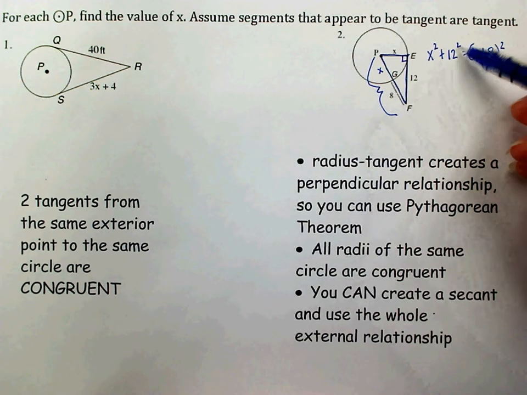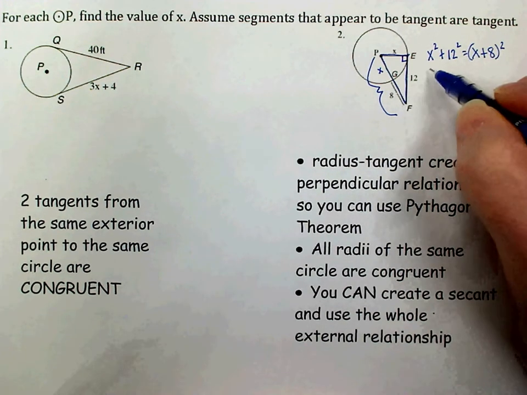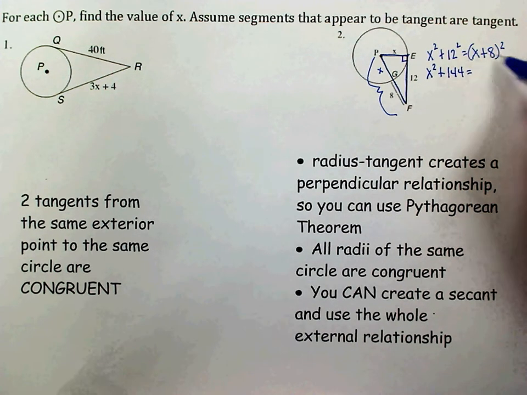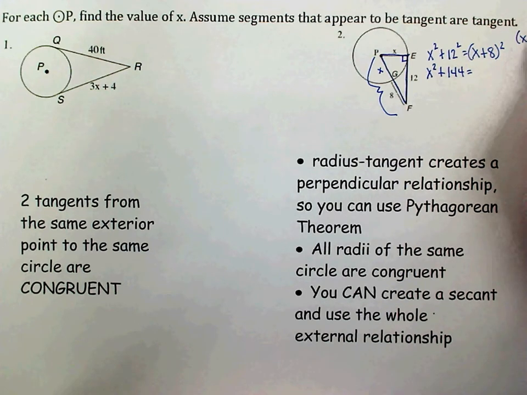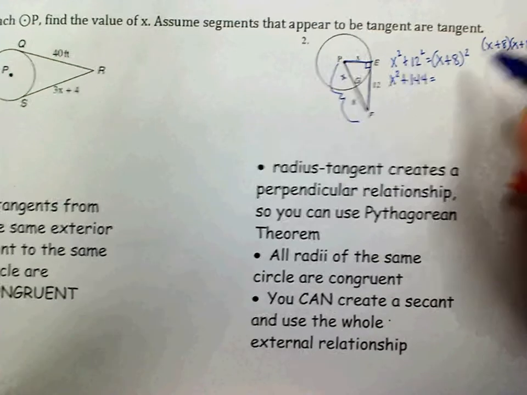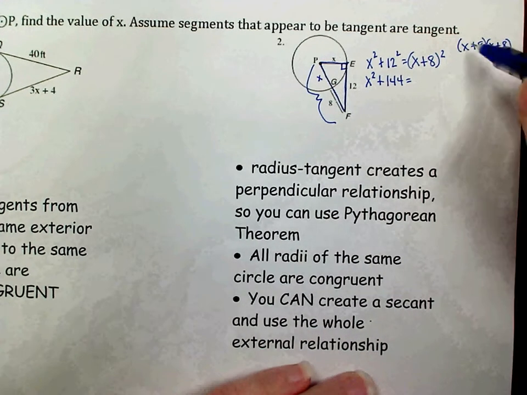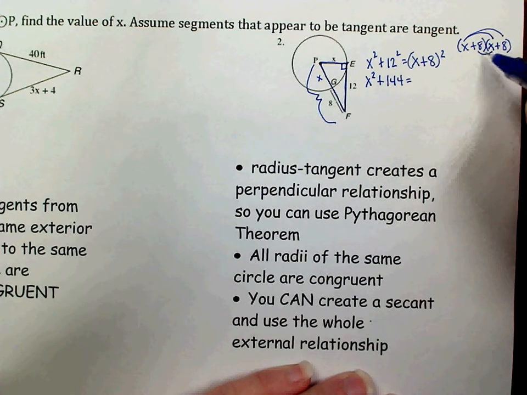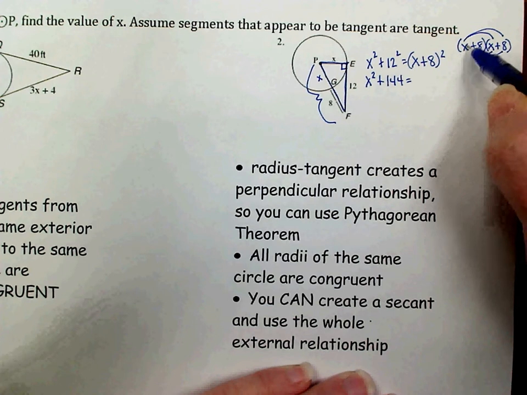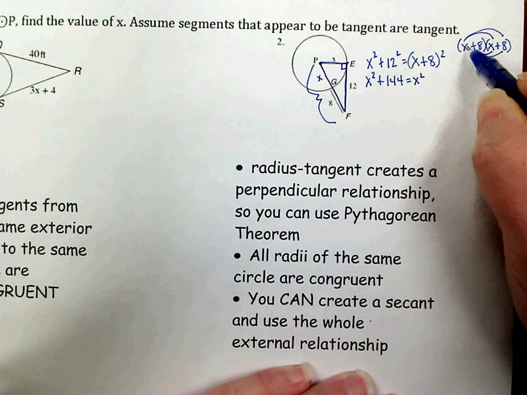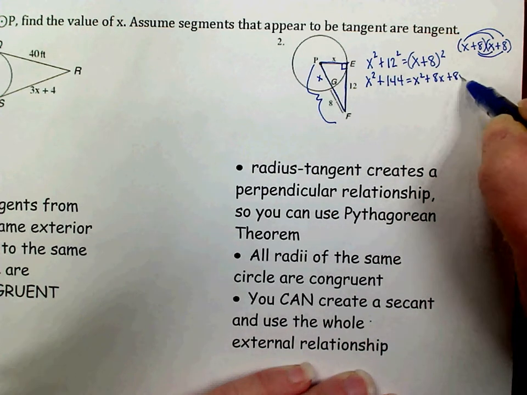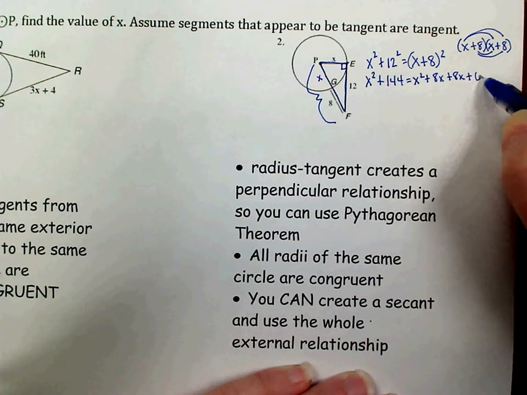So leg squared plus leg squared equals hypotenuse squared. So on the left side, you have x squared plus 144 for the 12 squared. Remember, when you square a binomial, you're multiplying that binomial times itself. And so you're not just squaring each one of the terms. So when you distribute, you get 4 terms when you multiply a binomial times another binomial. So the x times the x is x squared, x times 8 is 8x, 8 times x is another 8x, and 8 times 8 is 64.